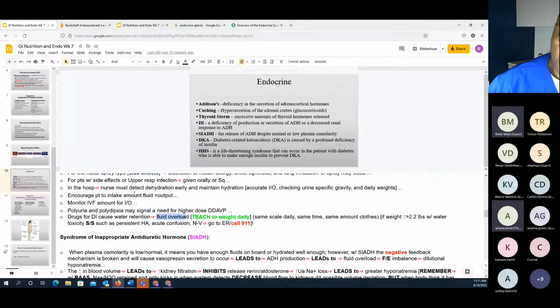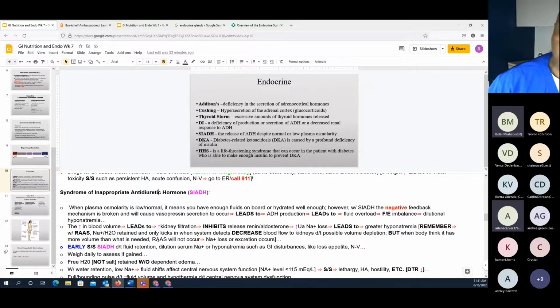In the hospital, the nurse must detect dehydration early and maintain hydration. So again, intake and output, urine specific gravity, and daily weights. So I think you all know about these two disorders well enough.